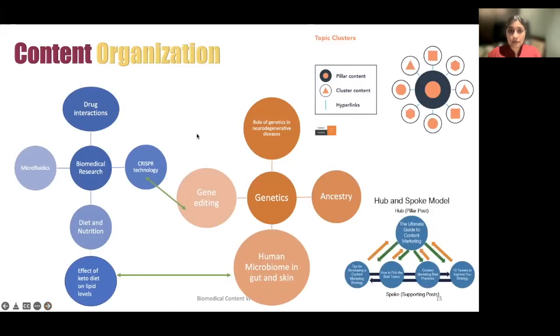Now, when we're looking at content organization, the most popular model for creating content is the pillar and cluster model or the hub and spoke model. Here we're looking at a center topic, which is called our pillar content. And then we look at different topics that can lead from this content. So we're looking at a way of categorizing or organizing our blog posts so that we're not just indiscriminately posting without a plan, right?